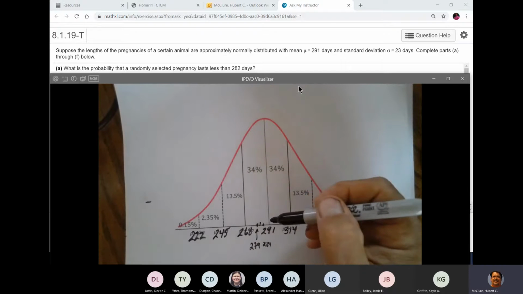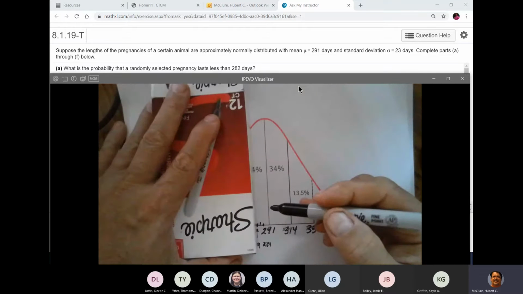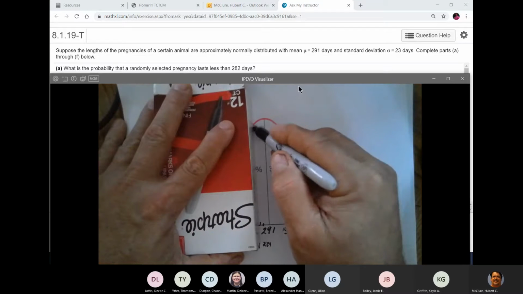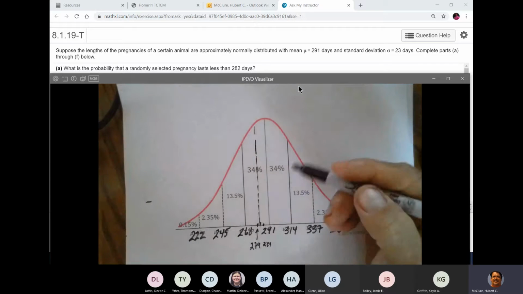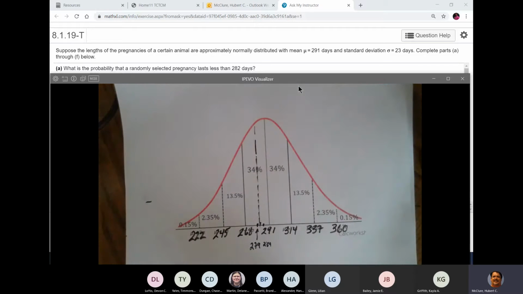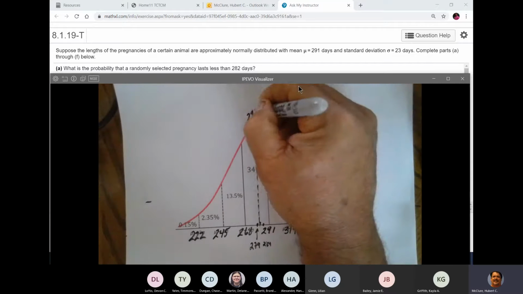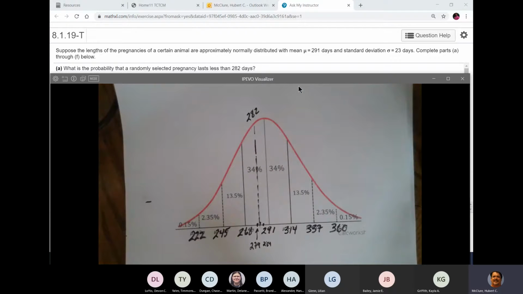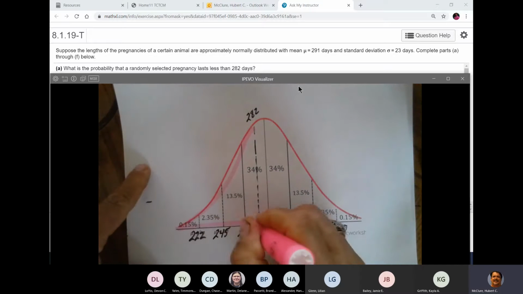And my son borrowed my straight edge. Didn't bring it back. So there's 282 or whatever, 282. So we're going to call that 282. And they say, what is the probability that it will last less than 282? So that would be this area right here.